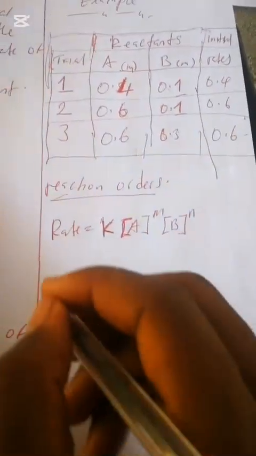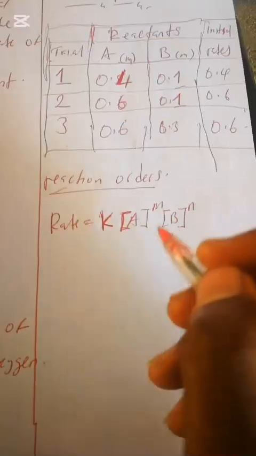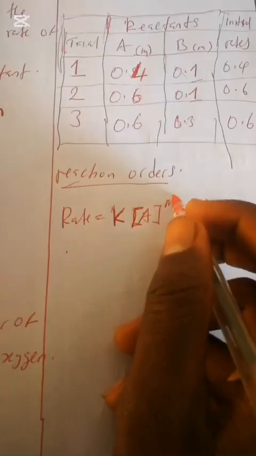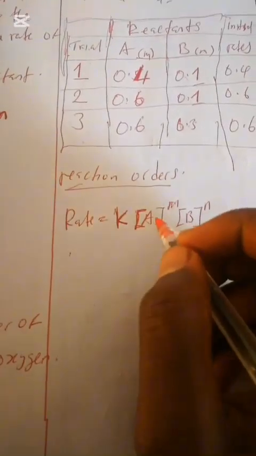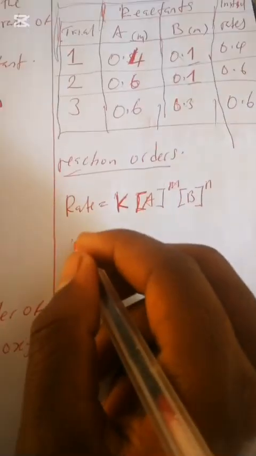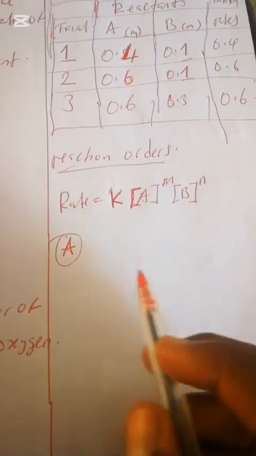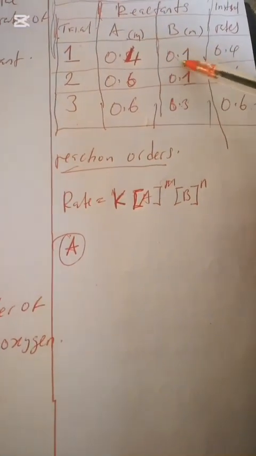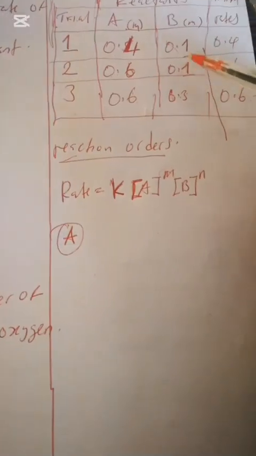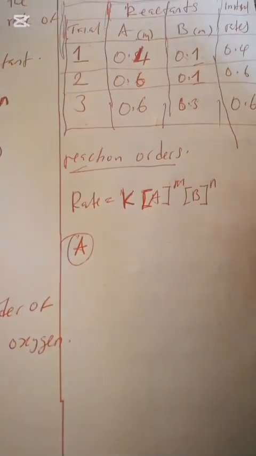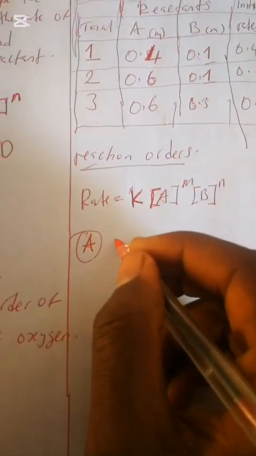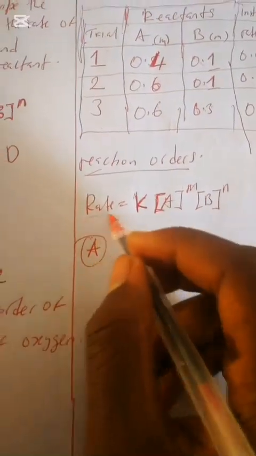Let's find the reaction order for A, that is M. For A, we said we'll pick 1 and 2, because B is the same. That is what we'll pick. So let's write the formula first. We have already written the formula. Then we will just replace the values.